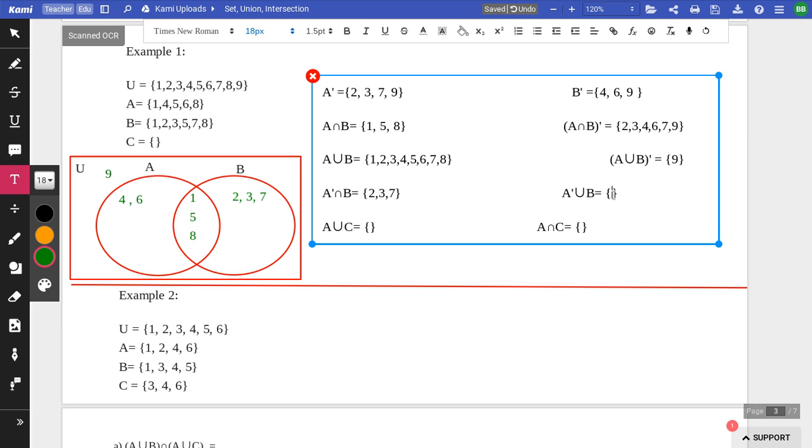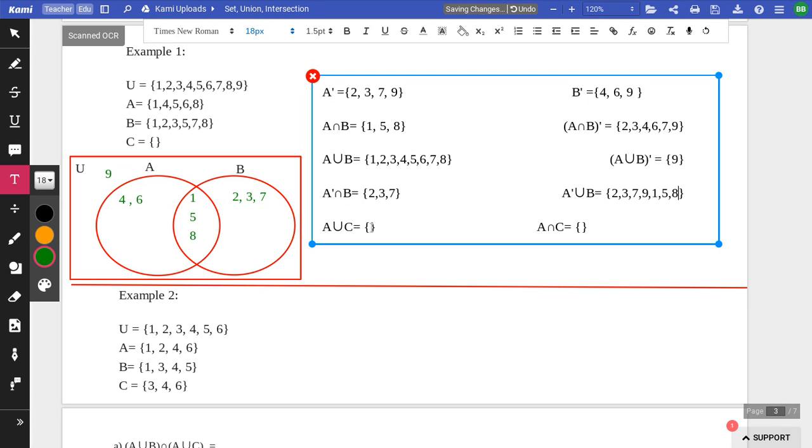And then we have to look at not A, and then we want to look at also the union. So either not A or B. So what's not in A, as you see there, 2, 3, 7, 9. And then look at B, we have 1, 5, and 8.